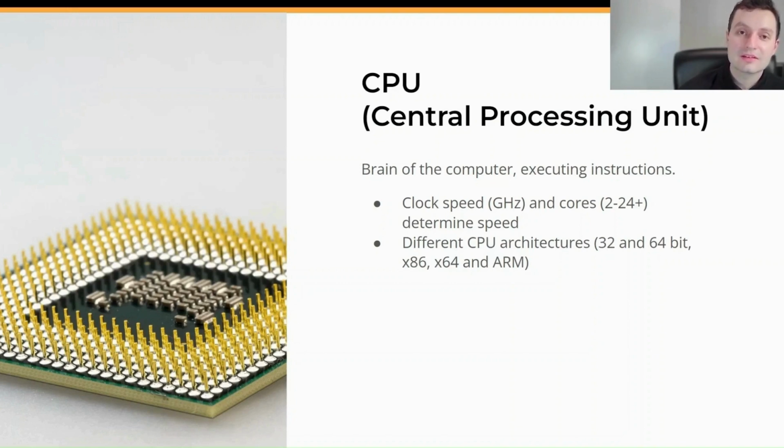The other way that we can tell the speed of a CPU is the amount of cores that it has. Nowadays in modern devices they start at about 2 cores, and you'll see them going up to 24 and even beyond in more expensive, high quality computing devices.